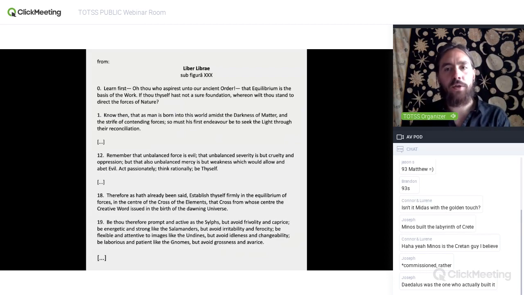All right, so I've grabbed this. If you haven't read it before, this is a great document to read and reread and study and meditate on. But I've grabbed just a few verses from it that are most directly relevant for the symbolism of the letter. So I'll just read those. Verse 0: Learn first, O thou who aspirest unto our ancient order, that equilibrium is the basis of the work. If thou thyself hast not a sure foundation, whereon wilt thou stand to direct the forces of nature?